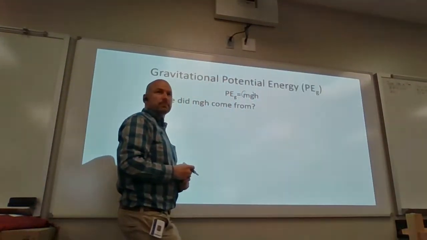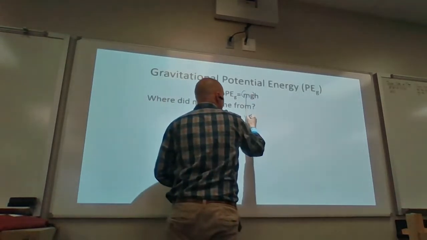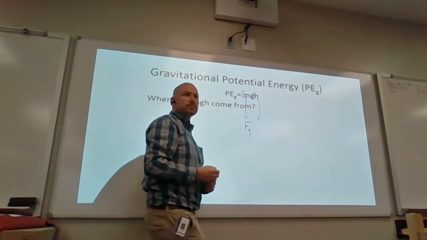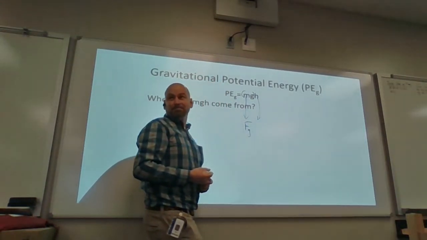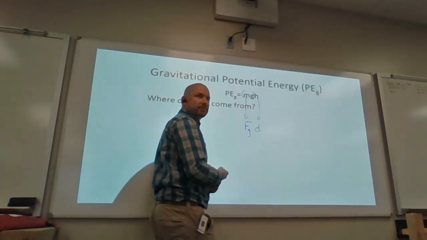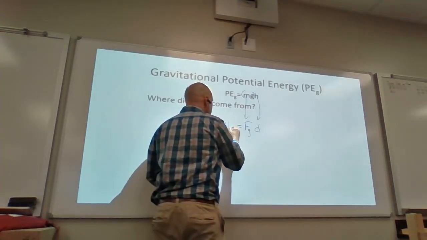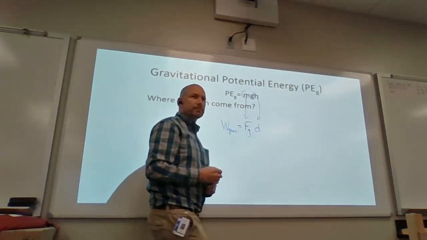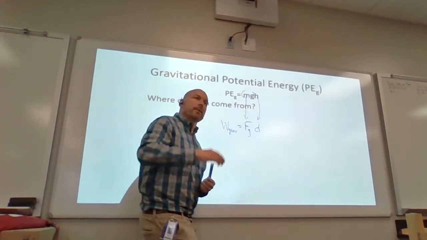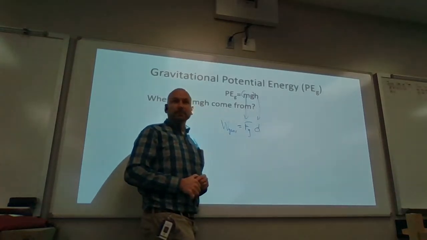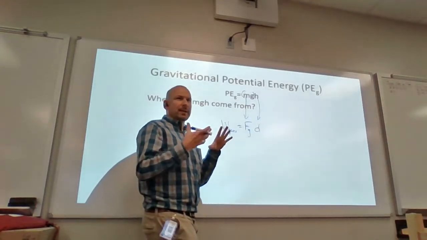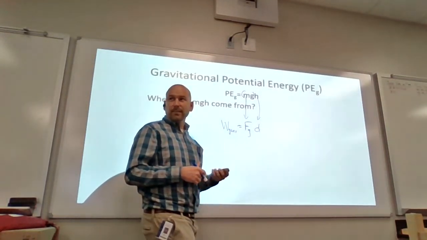What's that? Force of gravity. What's this? Vertical distance, height. Force times distance. It's the work done by gravity, or the potential for work to be done by gravity if it moves that distance. Does that make sense? You're not going to have to recreate that. I'm just trying to give you an idea, to help you understand what potential energy is. Okay?